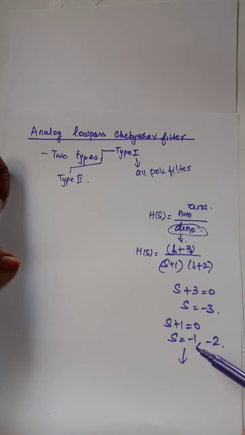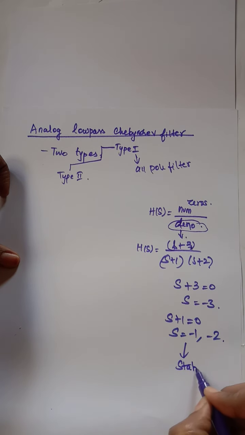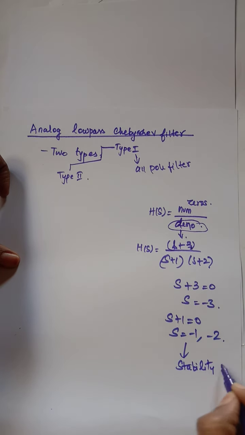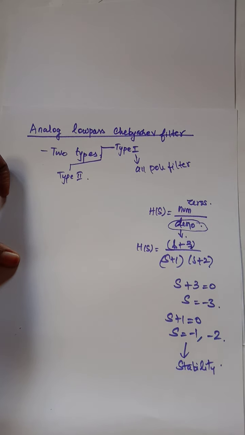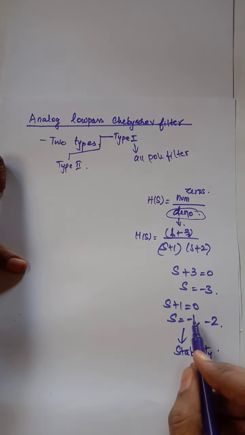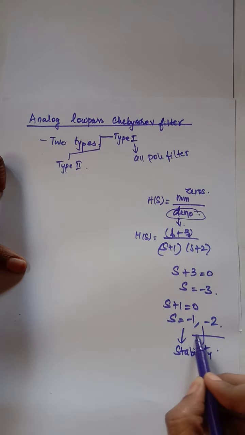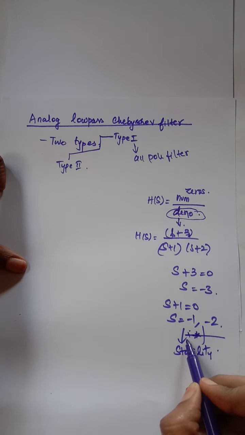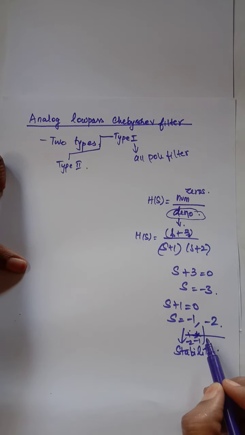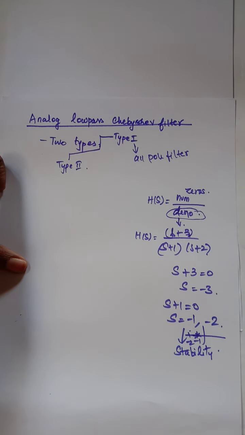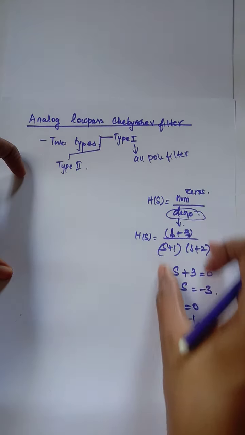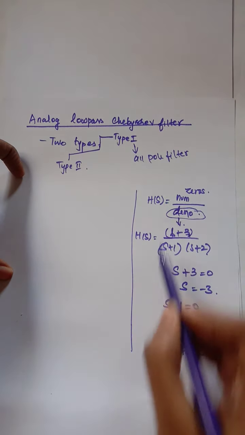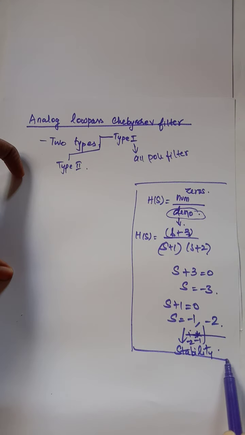These poles determine the stability of the filter, because using this only we are going to determine the stability of the filter. If the poles lie on the left half of the S plane, here the poles lie at minus 1 and minus 2, so this lies on the left half of the S plane. We can say that it is a stable filter. Okay, so this is the concept behind zeros and poles.